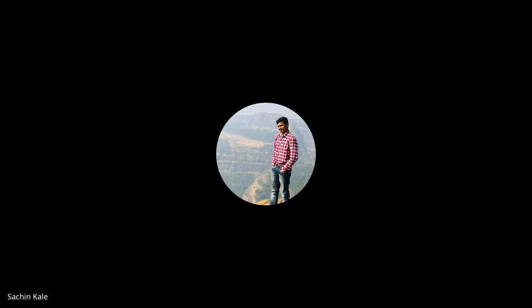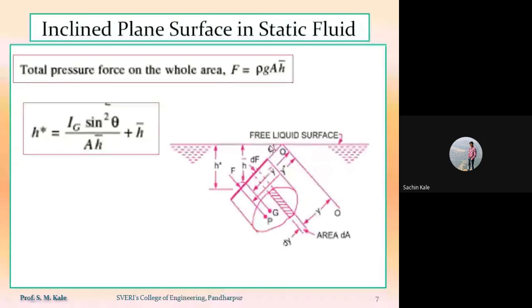The angle made by the plane of the inclined plane surface with the horizontal is called the angle theta. If this angle theta becomes 90 degrees, then this inclined plane surface becomes a vertical plane surface, and for a vertical plane surface we know the value of H star.